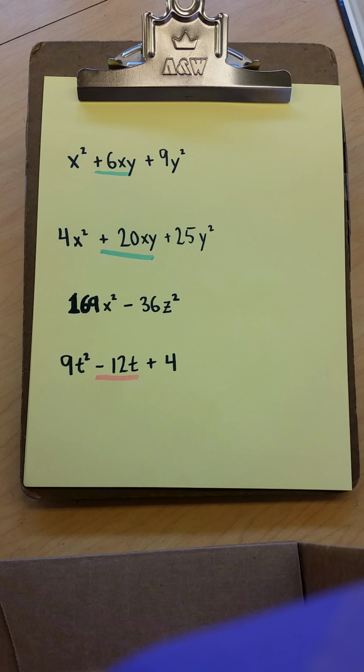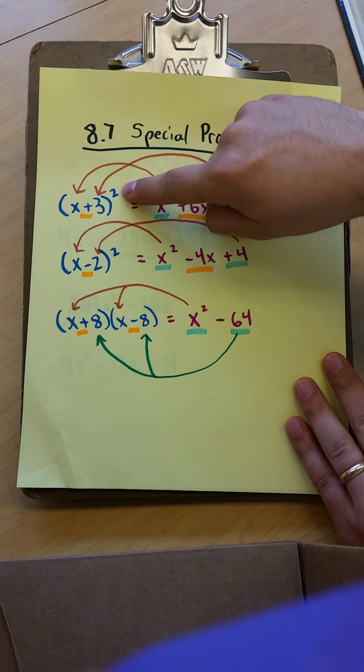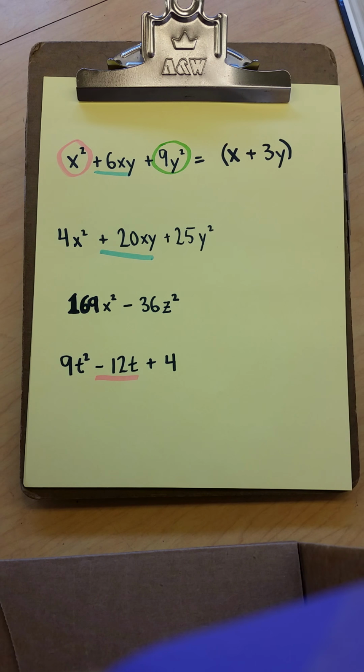So what are our answers here? The square root of x squared is x. The square root of 9y squared is 3y. And because we have a positive middle term, these will be added together. Because of the form, which is this top one, it's going to become some polynomial squared. So this will be this polynomial squared, and that is our answer.